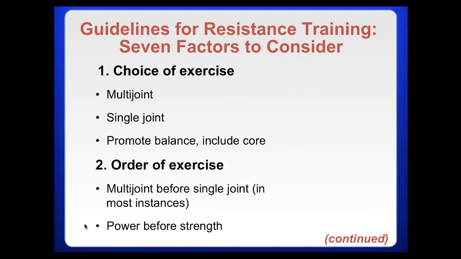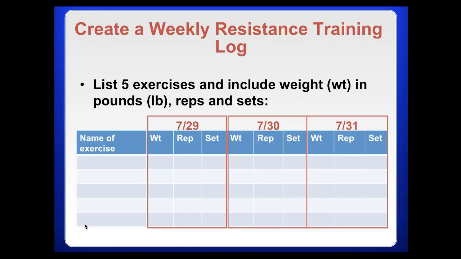We also want to choose exercises that are going to be more for power before strength. This was just a slide that we were going to do in class to create a resistance training log and what exercises you would choose to do first, and then what exercises you would choose to do last. So again, multi-joint and power exercises would come first for the most instances, and single joint and strength exercises would come toward the end of an exercise session.